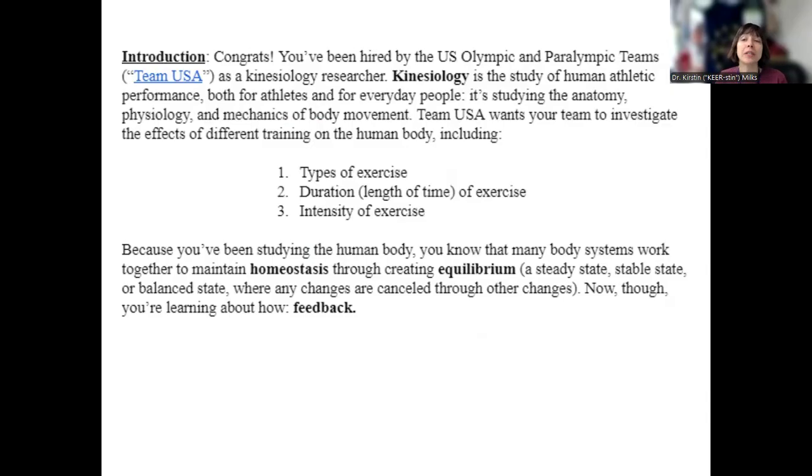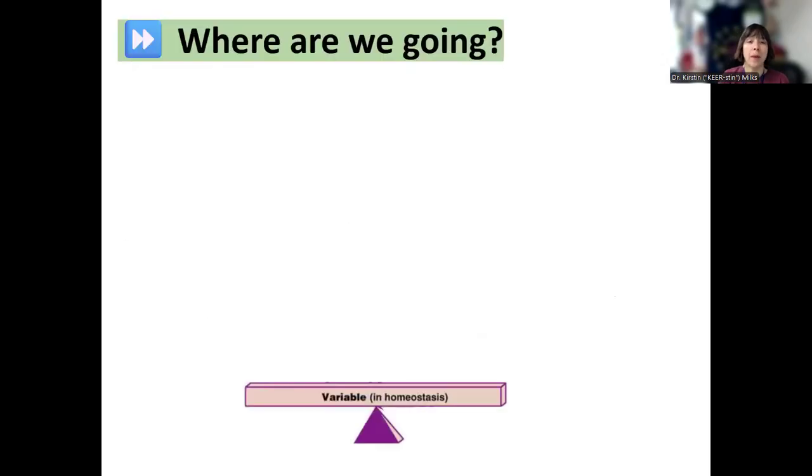Team USA wants your research group to investigate the effects of different training on the human body, including types of exercise, duration, which means the length of time of exercise, and the intensity of exercise. Each of those could be an independent variable. You're going to choose one. Because you've been studying the human body, you know that many body systems work together to maintain homeostasis through creating equilibrium, which is a steady, stable, or balanced state, where any changes are canceled through other changes. So now we're going to learn about how, which is feedback.